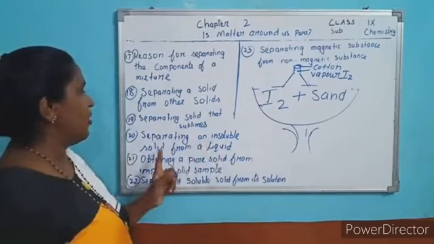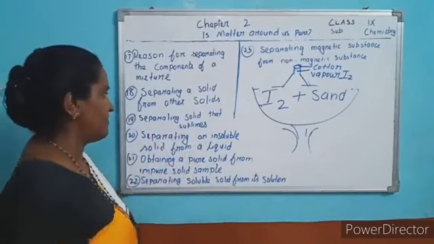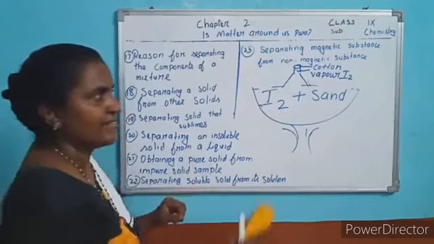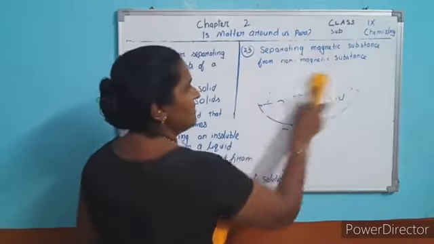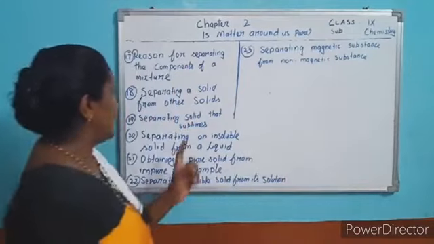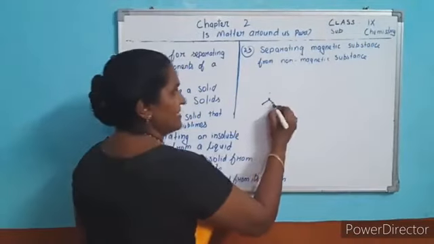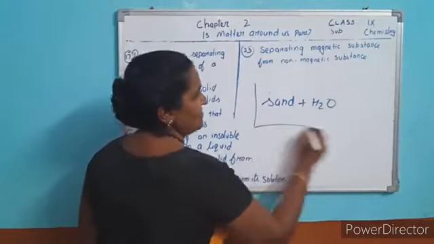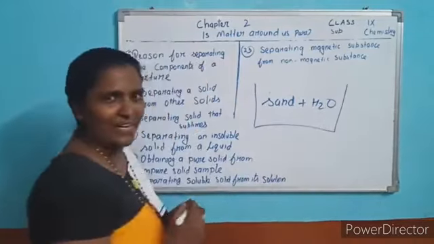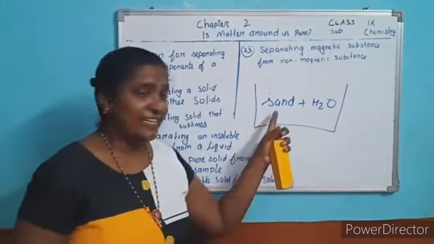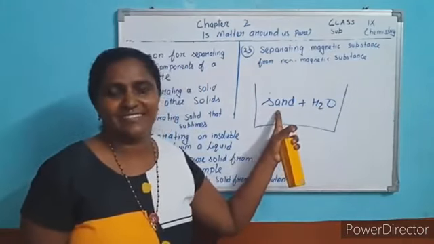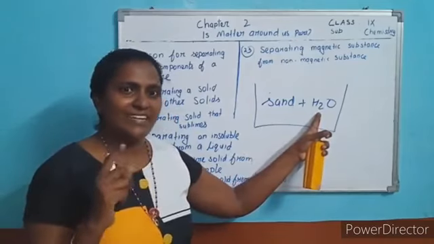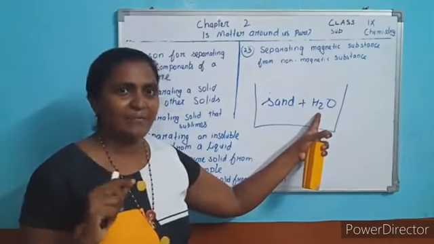Separating an insoluble solid from a liquid. We will take an example. Which example can we take? Insoluble solid, sand with water. How will you separate sand from water, where sand is an insoluble substance in water? How will you separate? Two methods, decantation and sedimentation.